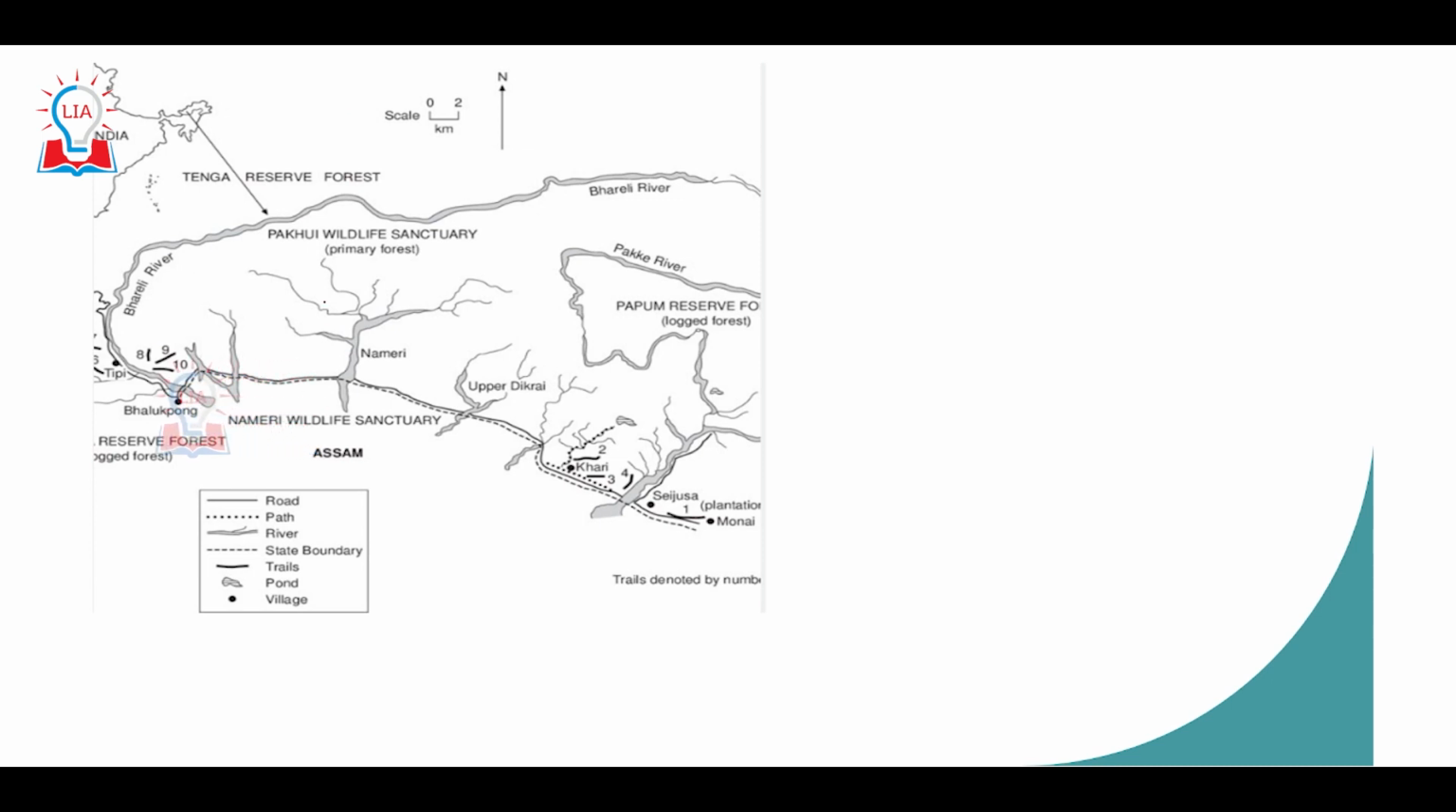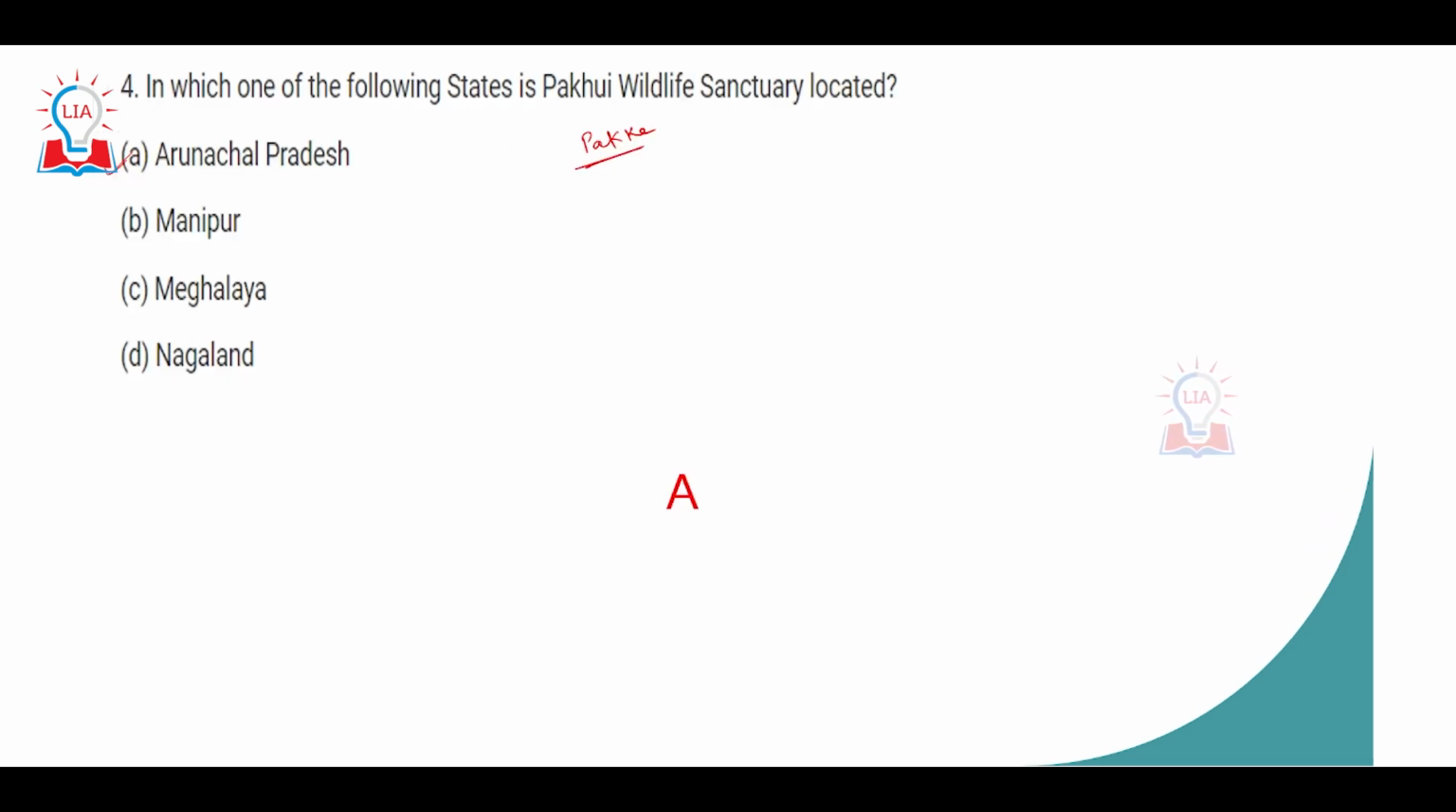If you look at the map of Arunachal Pradesh, here we can see that in the western part of Arunachal Pradesh, nearby Bhutan, there is a river called the Bhareli River, or also called the Jia Bhareli River, which is a tributary of the river Brahmaputra. And somewhere on the bank of the Jia Bhareli River, you have the Pakhui Wildlife Sanctuary.